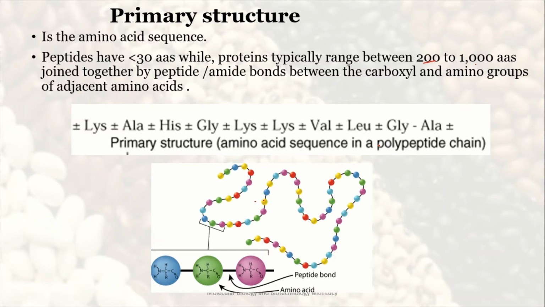Now, the primary structure. The primary structure is the amino acid sequence, as we have said. As we know, peptides have less than 30 amino acids, while proteins are sequences of amino acids numbering between 200 and 1000, joined together by amide bonds, also called peptide bonds. In this beautiful picture, we can see different amino acids in different colors. Between them, they are linked by what we call the peptide bond, shown in black.